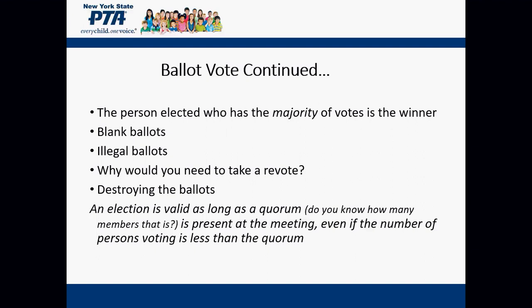And why would you need to take a revote? Okay, a revote would be if nobody had a majority, okay? And destroying the ballots. You can make a motion to destroy the ballots, or you can make a motion to hold them for 30 days.